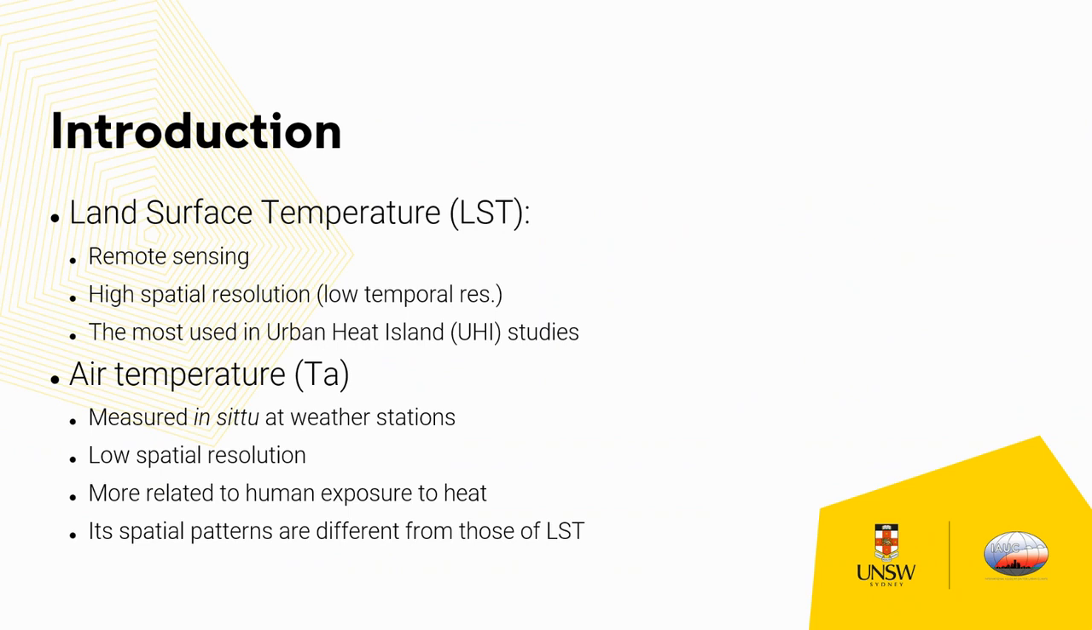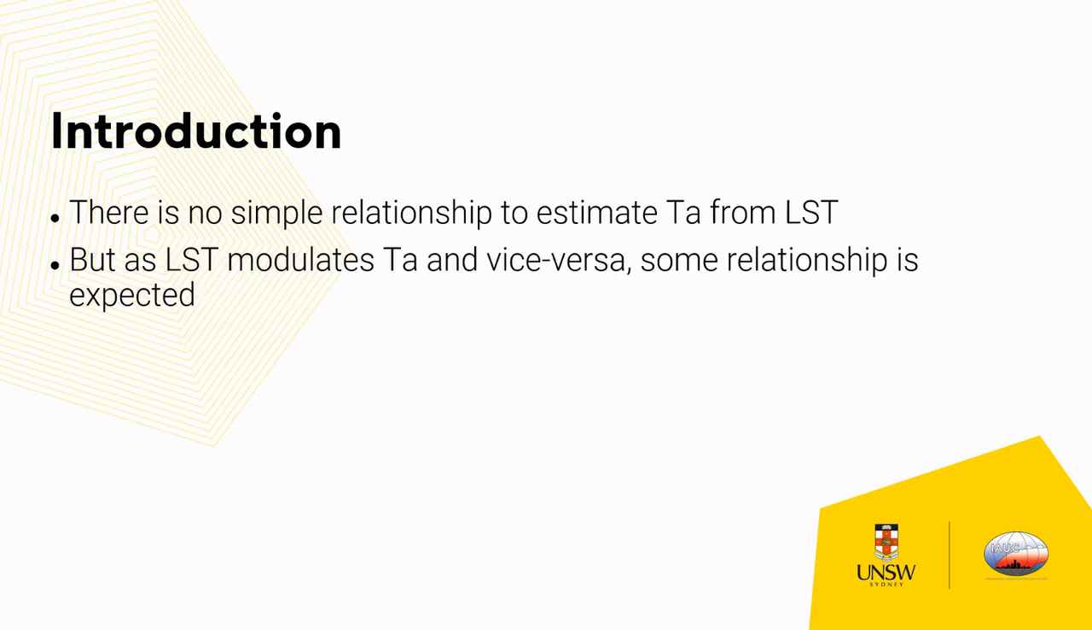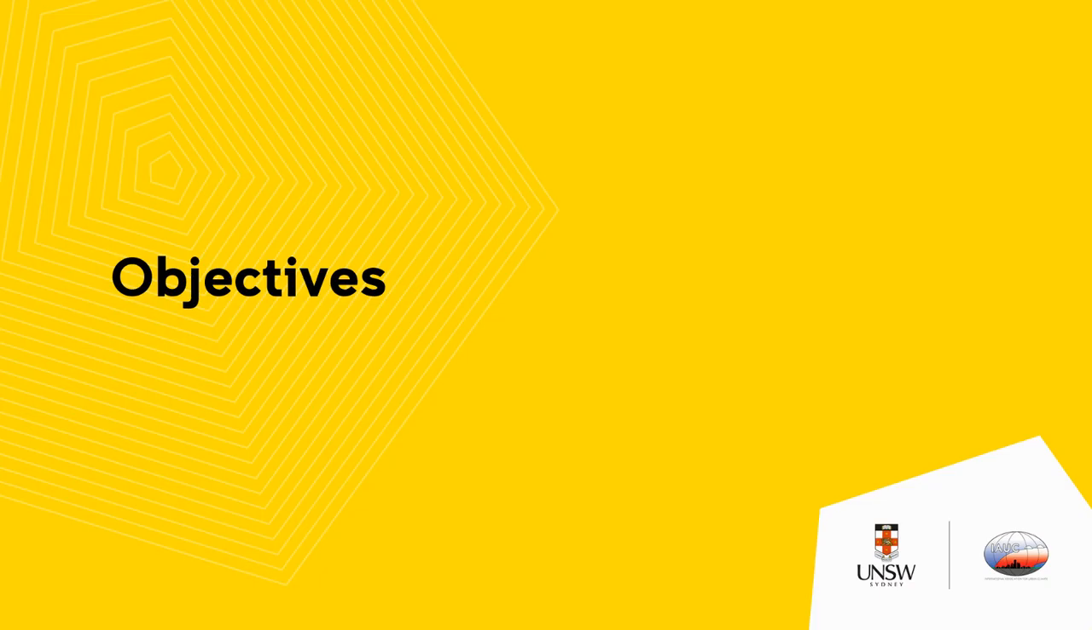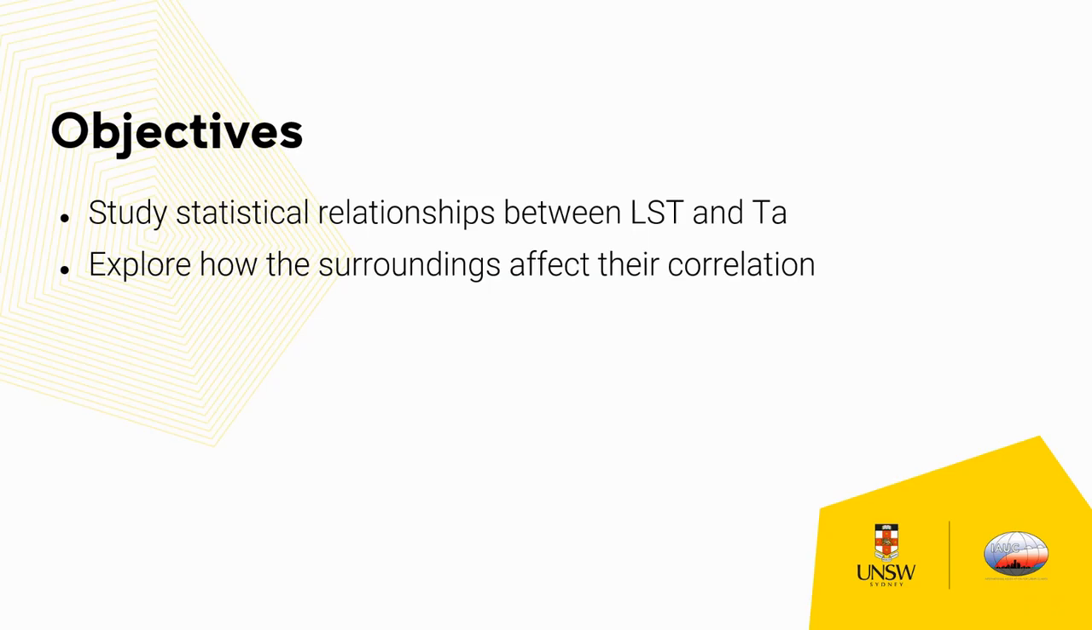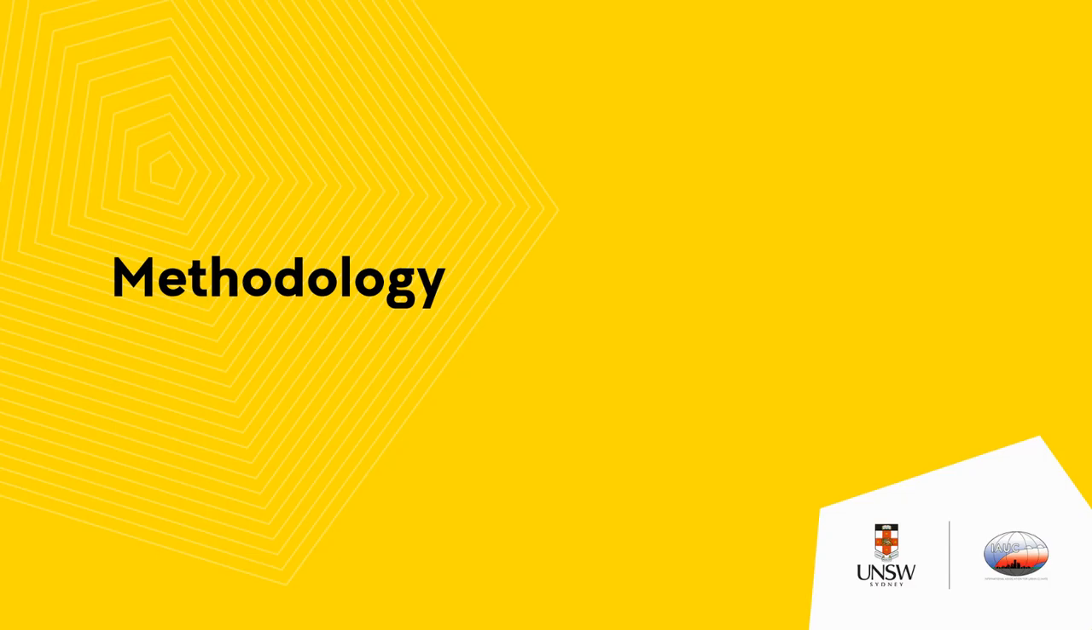And its spatial patterns are different from those of LST, which is why there is no simple relationship to estimate air temperature from LST. But as LST modulates air temperature and vice versa with exchanges in heat, some relationship is expected between those two. So my objectives are to study statistical relationships between land surface temperature and air temperature and explore how the surroundings affect their correlation.